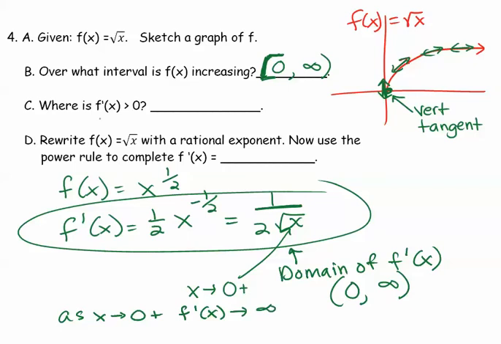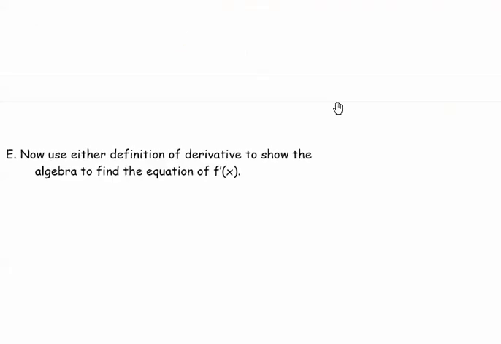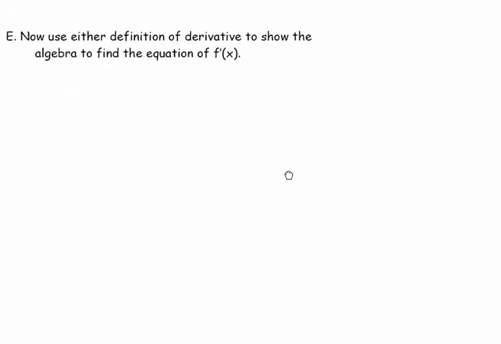So where is f prime greater than 0? The graph of the derivative is actually going to look like this curve, and f prime is going to be greater than 0 everywhere from 0 to infinity. So it'll take some time, but we'll get used to these. Okay, so let's try to use this, and let's use the definition of derivative.